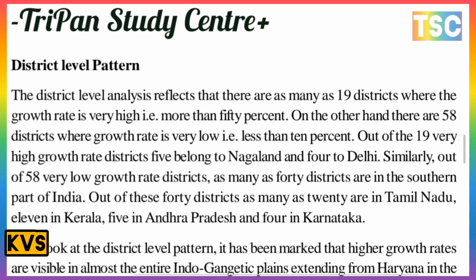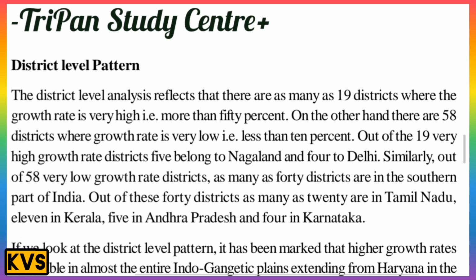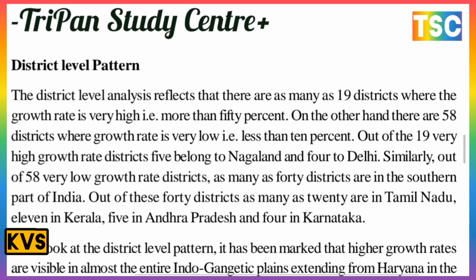Similarly, out of the 58 very low growth rate districts, as many as 40 districts are in the southern part of India. And out of these 40 districts, as many as 20 are in Tamil Nadu, 11 in Kerala, 5 in Andhra Pradesh and 4 in Karnataka. That is the most important point here.